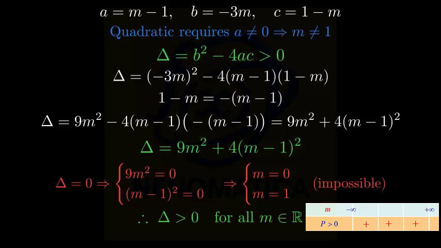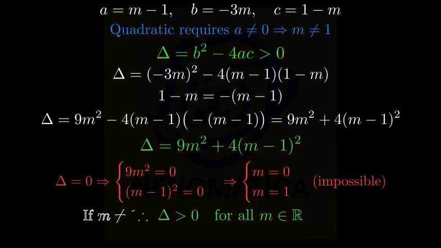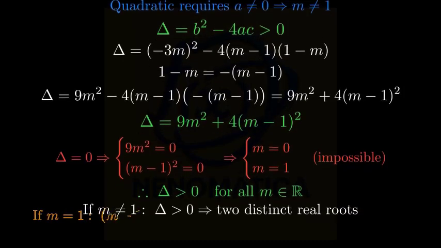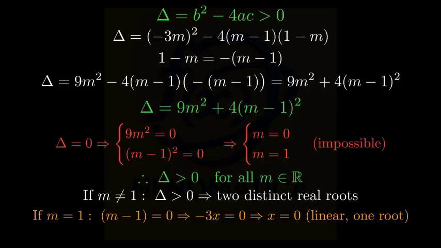So whenever the equation is truly quadratic, that is, when m is not equal to 1, the discriminant is positive, and the quadratic has two distinct real roots. At m equals 1, the equation reduces to negative 3x equals 0, which has a single real root at x equals 0, not two distinct roots.